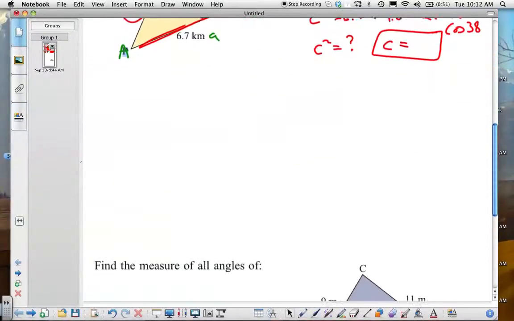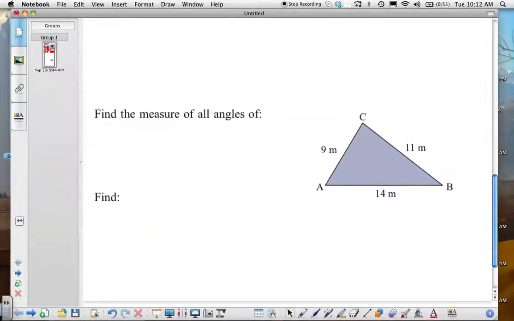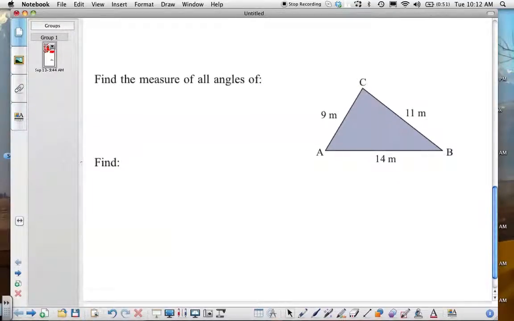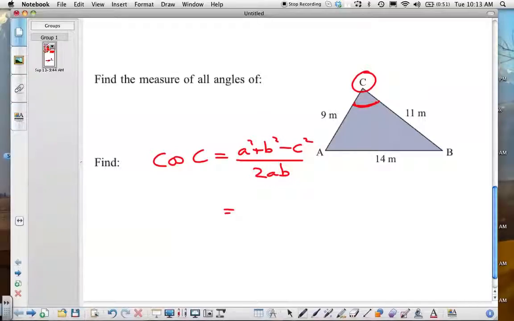Now I'm going to bring up another example here. It says find the measure of all the angles. Now I'm just going to find one here. But let's say we wanted to find C. So I'll use my formula, the cos of C, because we want to find that. And that's equal to A squared plus B squared minus C squared over 2AB. And we would put those values in. So remember to label your triangle always. So that's going to be c, this is b, and this is a.